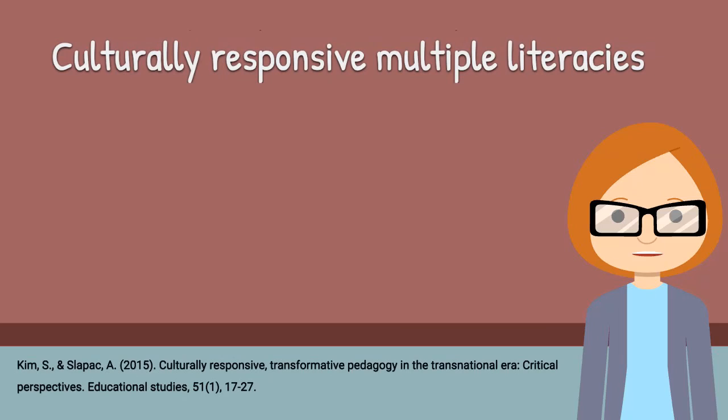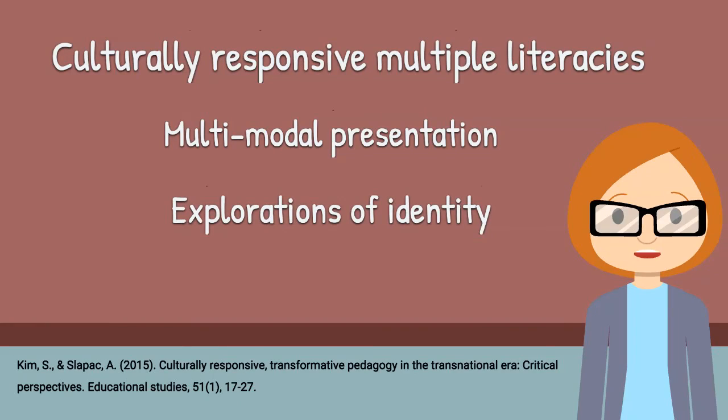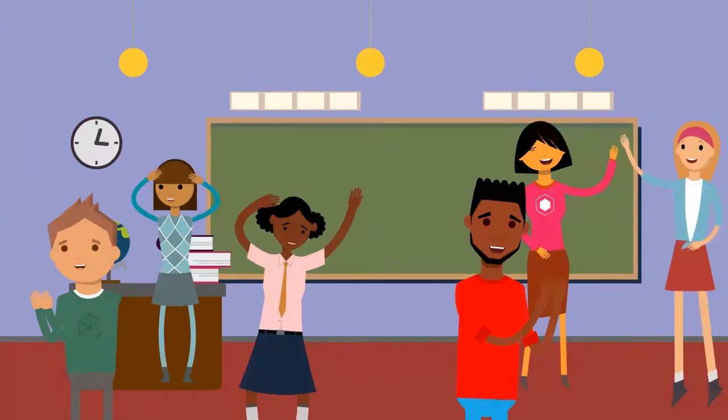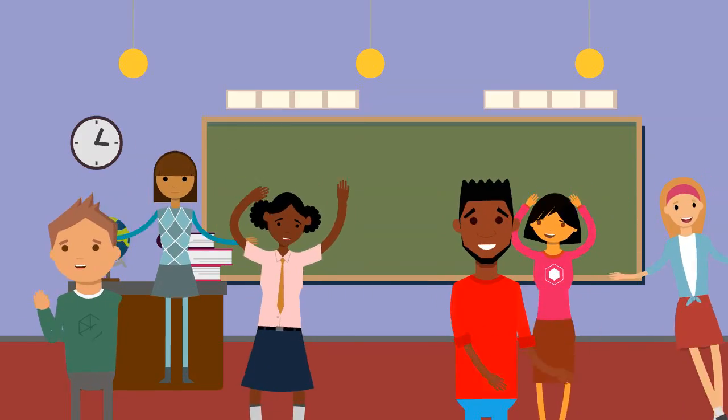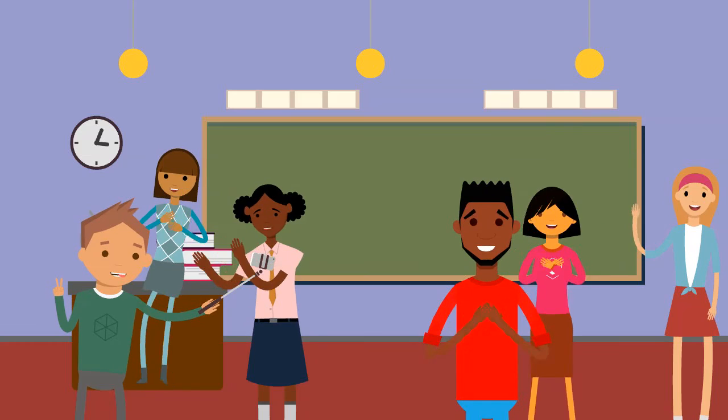Kim and Slapik show us how instruction can be both culturally responsive and include multiple literacies. They described a culturally diverse 8th grade classroom in which students were tasked to create a multimodal presentation of their own choice. This led to creative expressions and explorations of identity. What can you do in your classroom to help your students explore their identity and find their strengths with digital literacies?